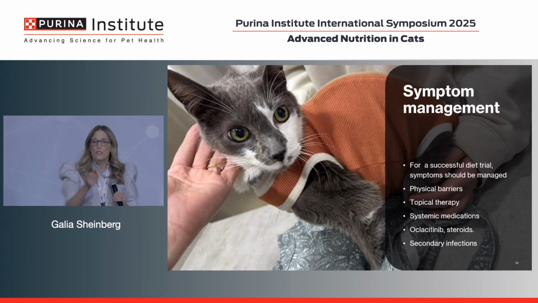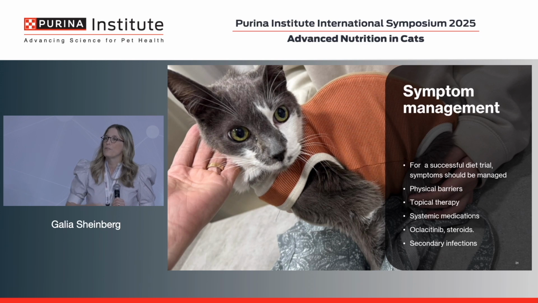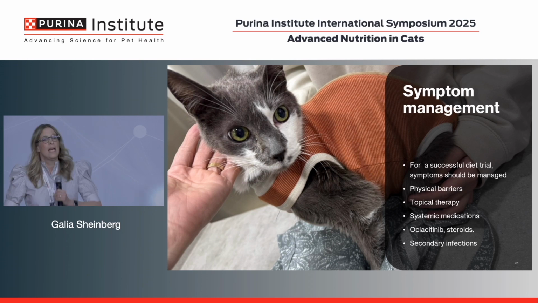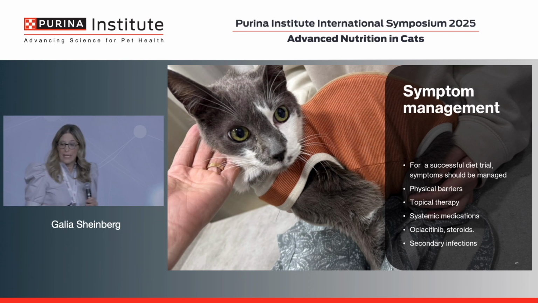So, okay, we're doing a diet trial. You do have to do symptom management. You just can't give a new food to the cat and expect the symptoms to go away and the owner to go away happily with that instruction. So we want to be able to control itch.